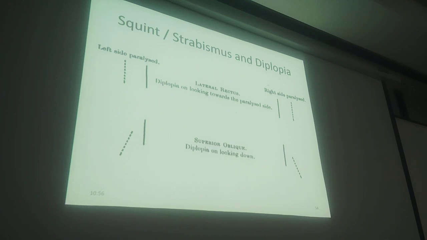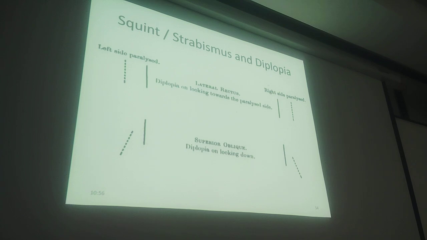If the left lateral rectus is paralyzed, you get a sharp image, the vertical line, and you get a faulty image, the dotted line, to the left of the normal image. You get a sharp image by the normal eye, and the dotted line is a hazy image, which will be seen to the left. If the right lateral rectus is paralyzed, the sharp image will be on the left, and the faulty image will be on the right.